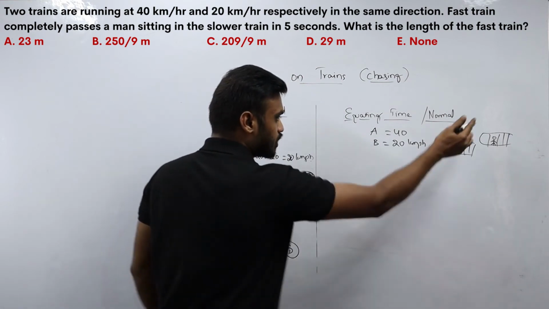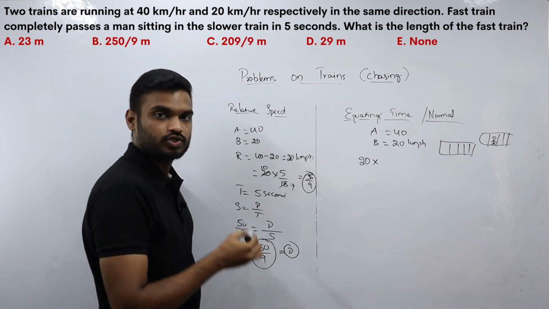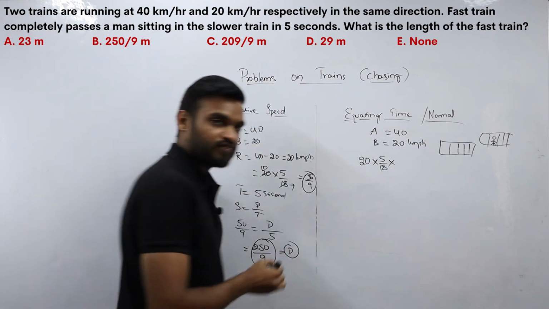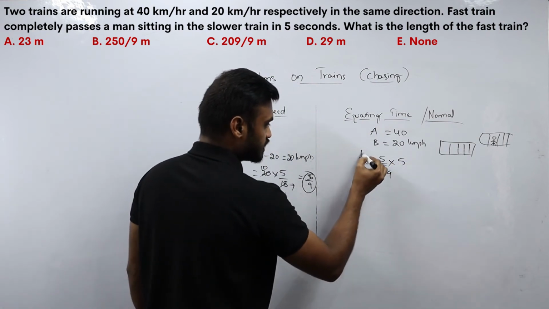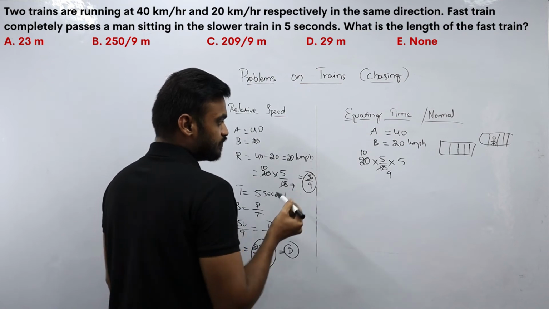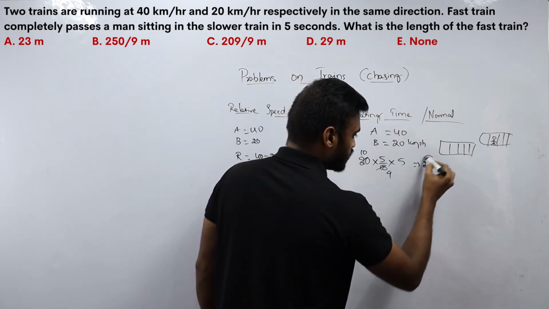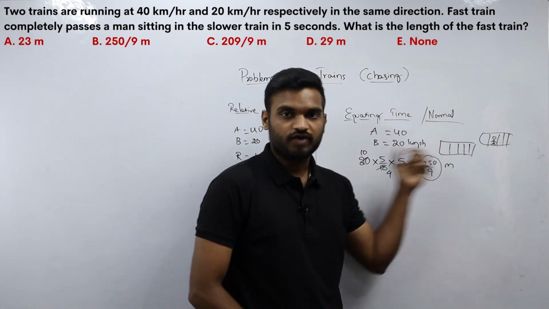Okay, so the slower train is traveling with a speed of 20 km per hour. So we need to convert this into meters per second, so into 5 by 18, into traveling for 5 seconds. So into 5, we will get 2 9s are 18 and 2 10s are 20. So we will get 10 5s are 50, and 50 into 5, that is 250 by 9. This is the total distance traveled by the slower train before being overtaken by the faster train.